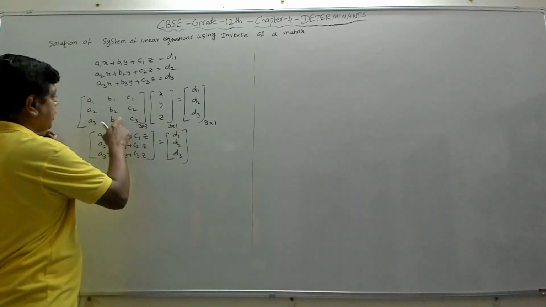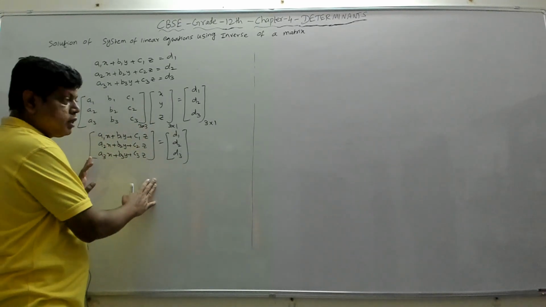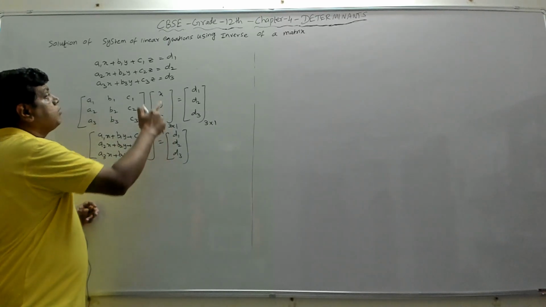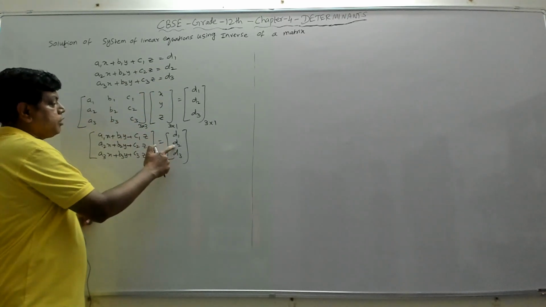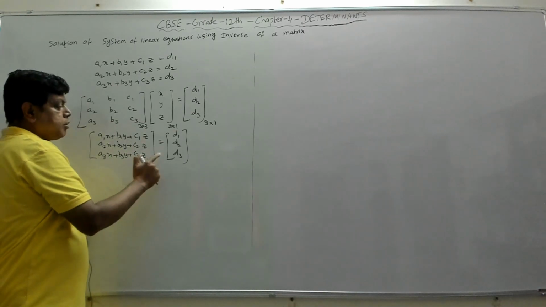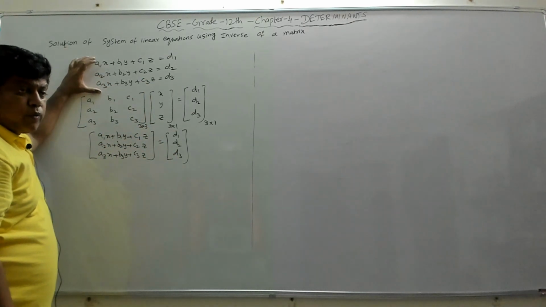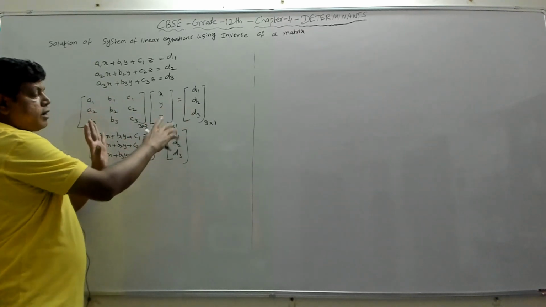Now if you multiply these two matrices, you'll get this matrix. If you compare, a1x plus b1y plus c1z is equal to d1, which is this. The second element should be equal to d2, which is this, and the third element should be equal to d3, which is this. So the same set of equations, we are writing in the form of a matrix equation.